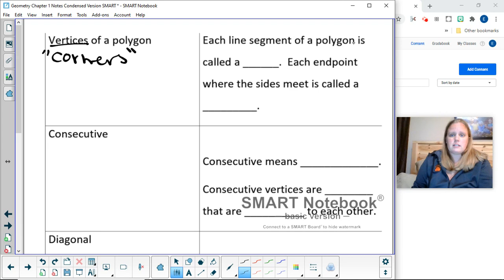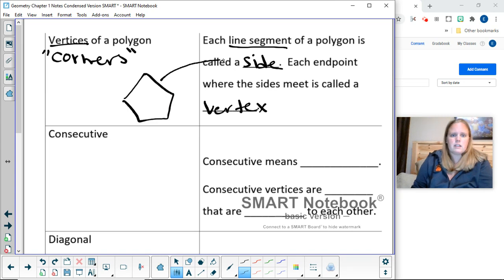So it says each line segment of a polygon is called a vertex. Oh, I'm sorry, each line segment is called a side, and each endpoint where the sides meet is called a vertex. So the sides, like if I were to draw a pentagon here again, each of these are the sides, and the vertices, or each vertex, is at the corner.